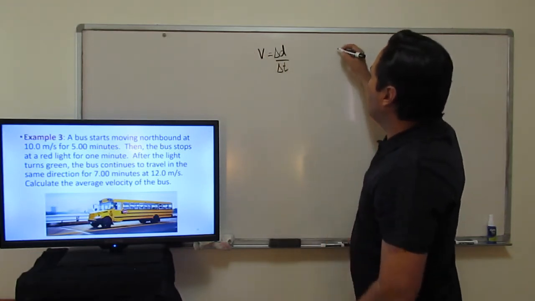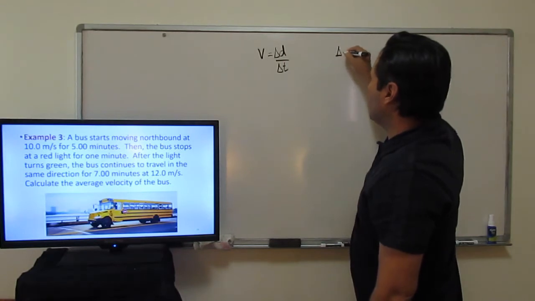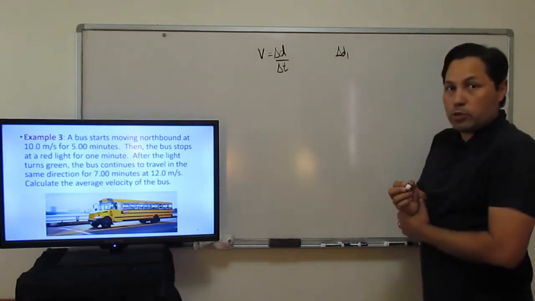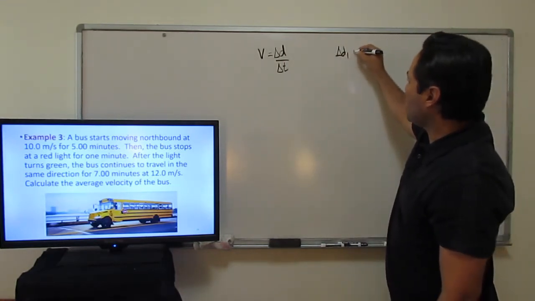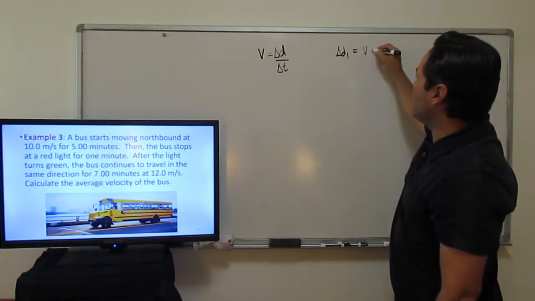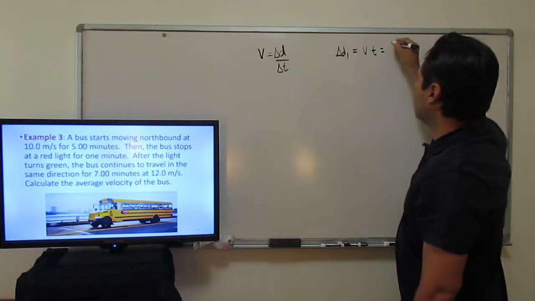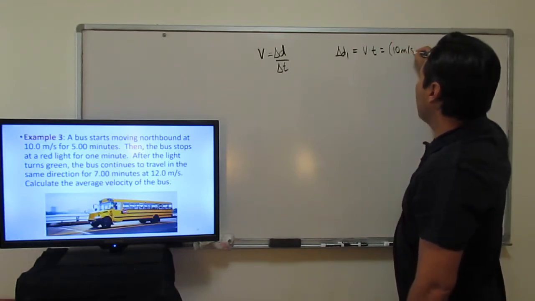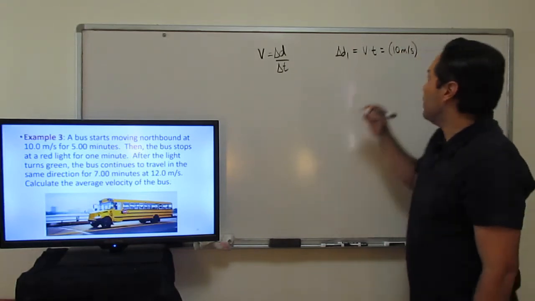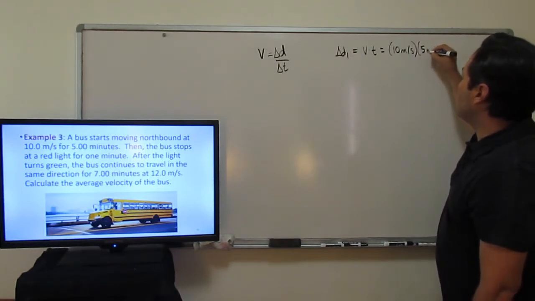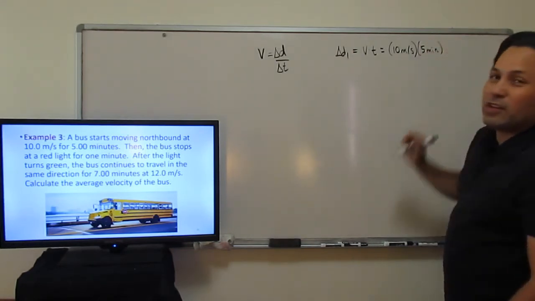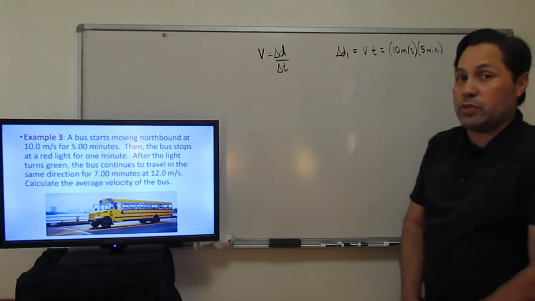So I'm going to put the first part of the journey. As I mentioned, velocity multiplied times time. So it was traveling at 10 meters per second, and the time is 5 minutes. But as a matter of fact, I cannot put that 5 minutes. That would be a mistake.